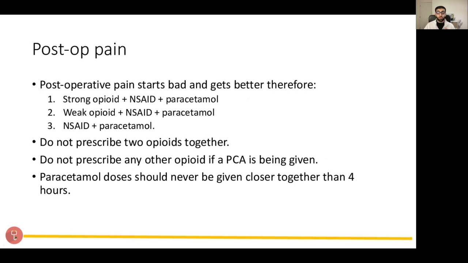It's important not to prescribe two opioids together because the combination of their side effects can be very dangerous. And this also includes not prescribing an opioid as a regular drug or as a PRN if the patient has a PCA. It's also important to remember that paracetamol doses should never be given closer together than 4 hours. And for certain patients, for example, if they're under 50 kilos or if they have liver impairment, you need to halve the dose of paracetamol.